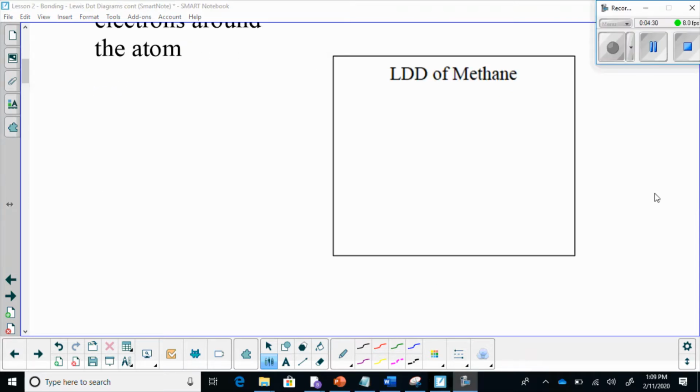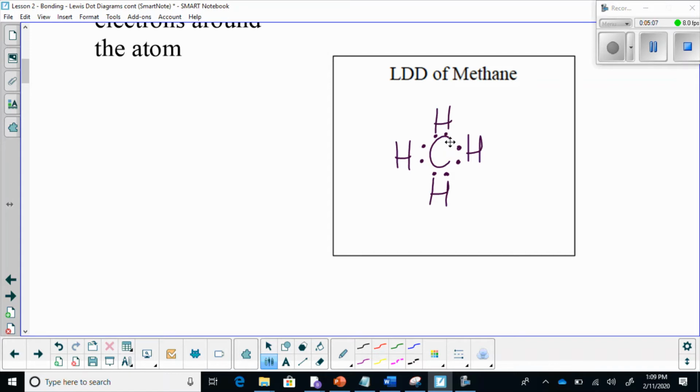Okay, so when you are doing the Lewis dot diagram, you're going to put your central atom in the middle. Then, you're going to distribute the rest of the atoms around your central atom. Okay, these are called peripheral atoms. Then you are going to complete the octet and the duet. So we complete the octet on carbon, we complete the duet on hydrogen, okay?